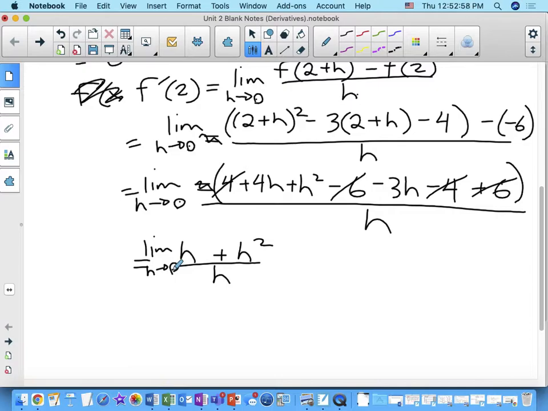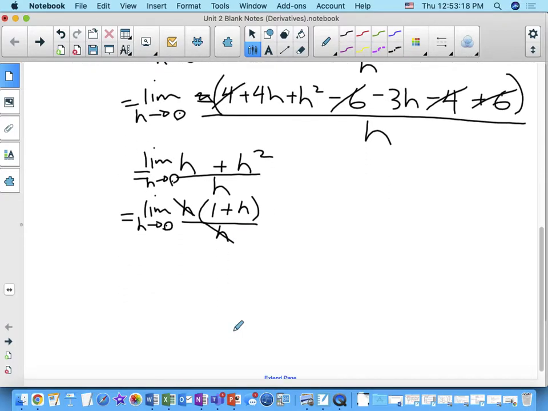And so now we can factor out an h in the numerator, which is great. h times 1 plus h, over h. Those cancel. And now we can sub in a 0 for h. And we get that f prime of 2 is 1 plus 0, which is 1. So in other words, the derivative of the function f of x when x equals 2 is 1.